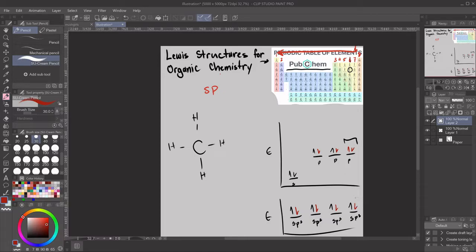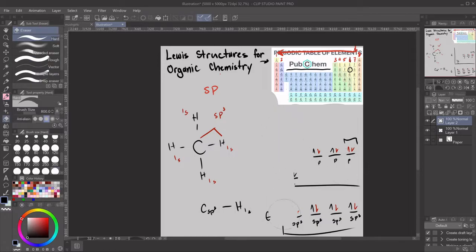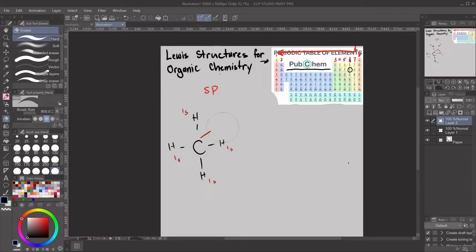So in this case, this carbon here will have an sp3 hybridized orbital, and all these hydrogens will still be 1s. So if there was a question about, let's say, what orbitals make up this bond, the answer would be a carbon sp3 orbital and a hydrogen 1s orbital. All right, so I've made it very simple there, but let's make it more complicated because organic chemistry in general likes to be complicated.